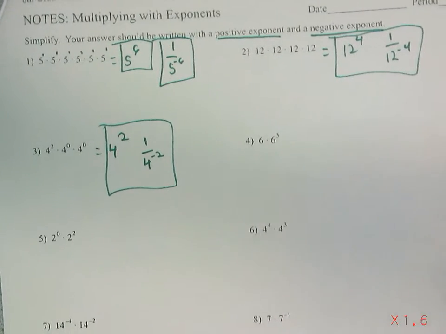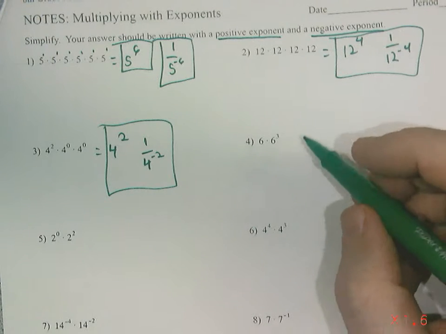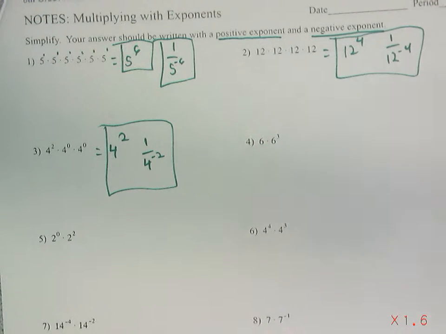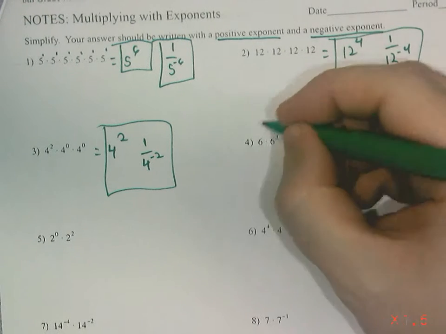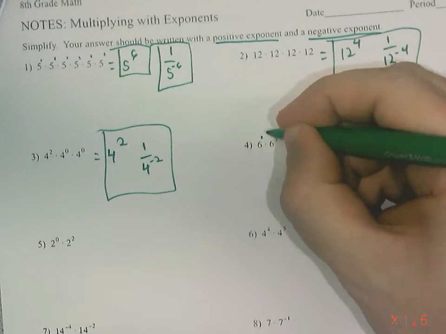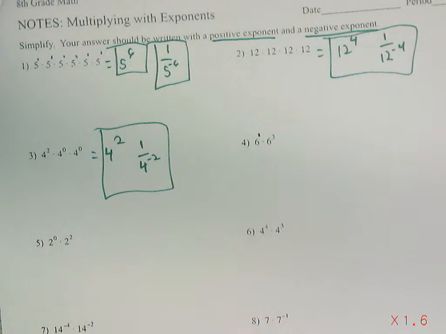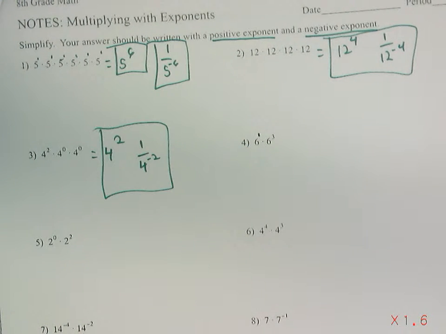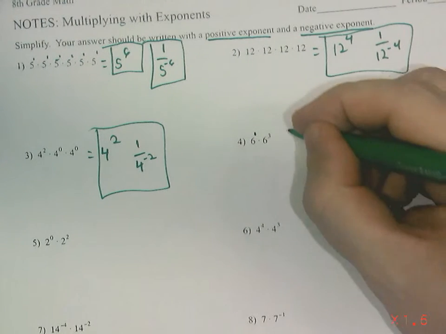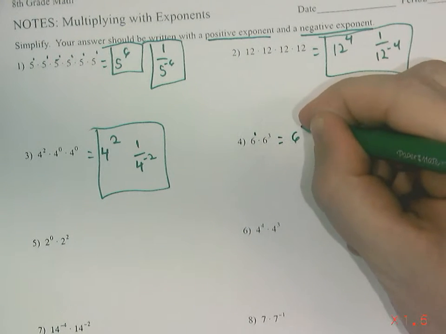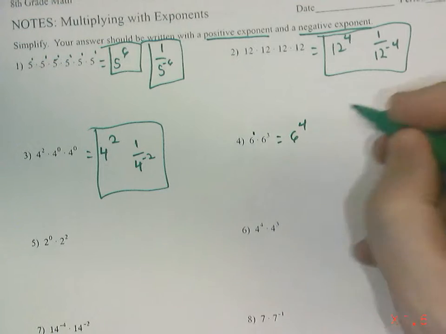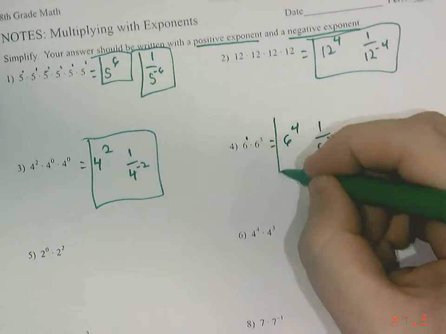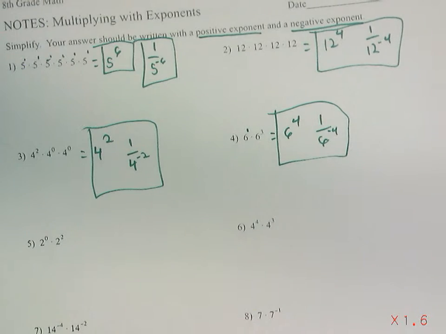What about this one? We have 6 times 6 to the third. So this 6 doesn't have an exponent next to it, but if it doesn't have an exponent next to it, we think of it as just having that invisible 1 above it, just like we did up here, where we put the 1s above the 5s. Okay, 1 plus 3 is going to be 4. And again, make them unhappy, it'd be 1 over 6 to the negative 4. And that would be my answers. Okay.